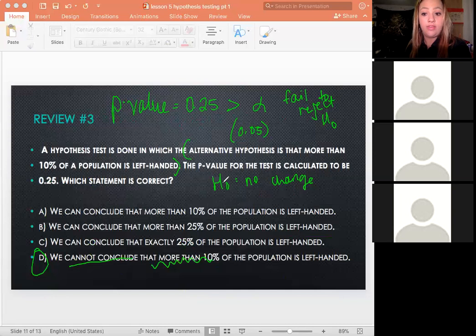So our null hypothesis would have been written as P is equal to 10%. And we're basically saying, since we're failing to reject that, we're going to still assume that this is true. So we can't make any conclusion that there is a change going on there. So that's where our answer is D there. Does that make sense to everybody?